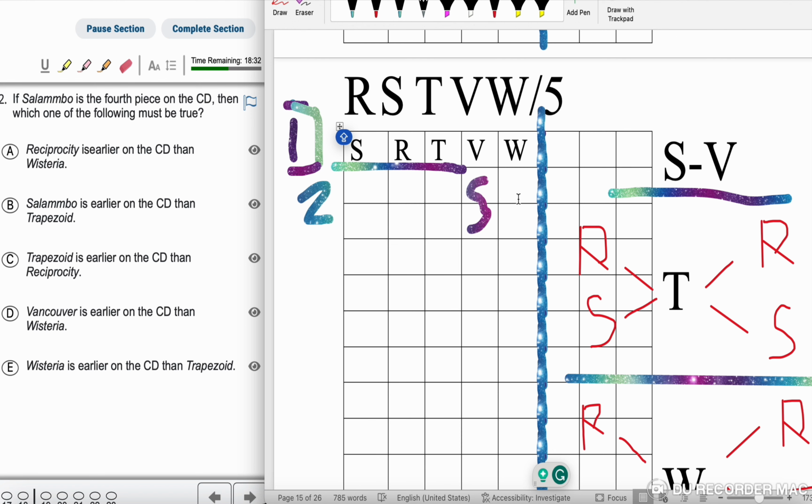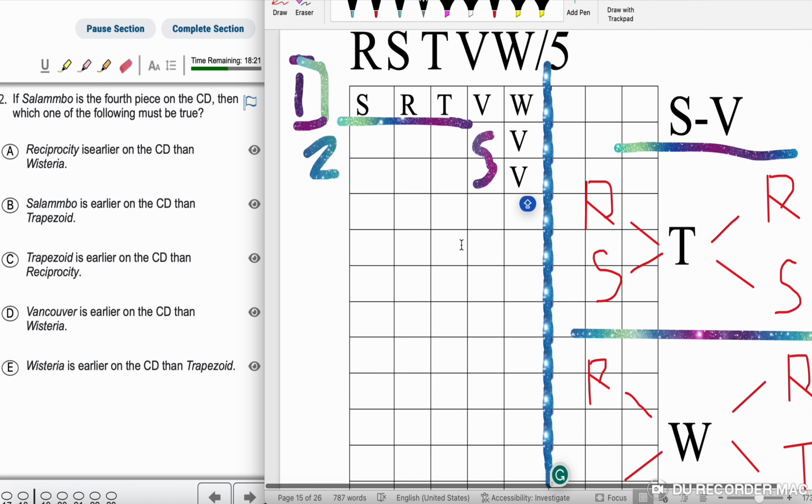And I know S has to be before V, so no matter what, V is going to be after it. Now, S has to be either before or after T. So we already see R here, so let's go ahead. I mean S, so let's go ahead and put R. I'm going to have T.